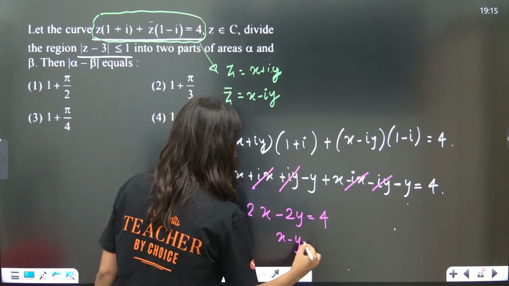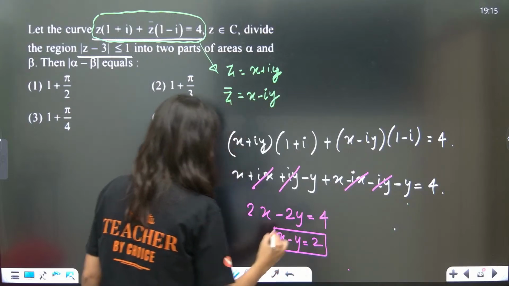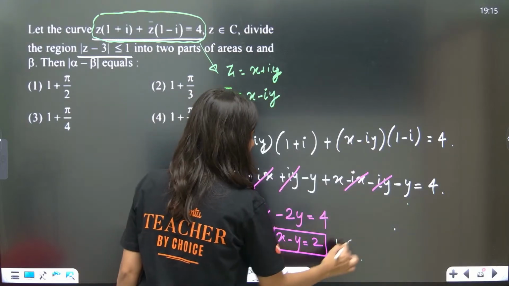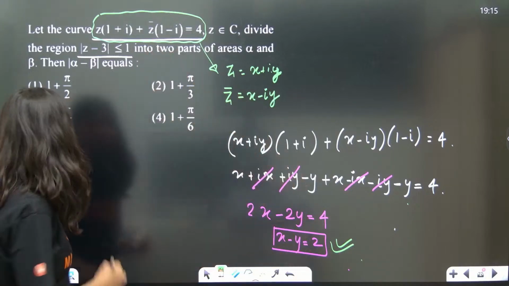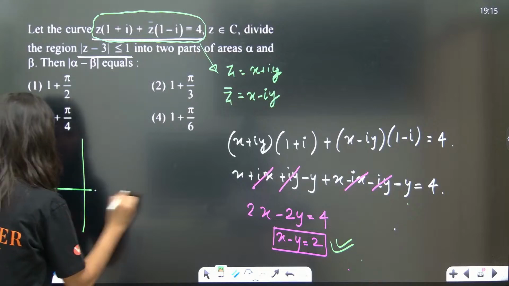x minus y is equal to 2. Correct? So this is a line. Now let's plot the line. Okay, and what about this?